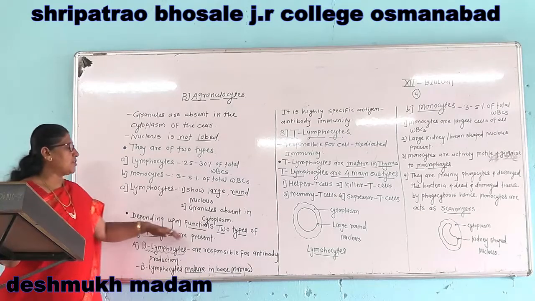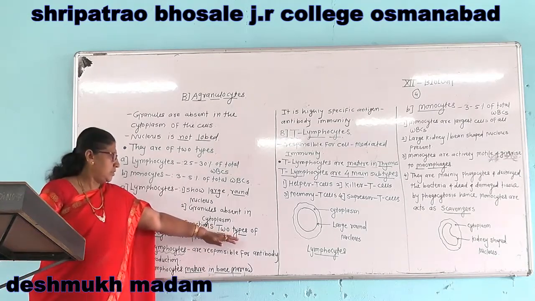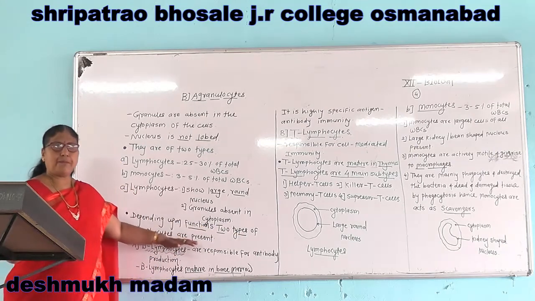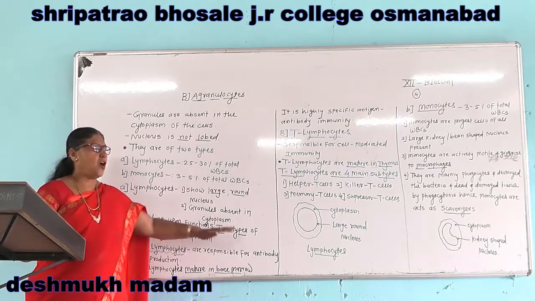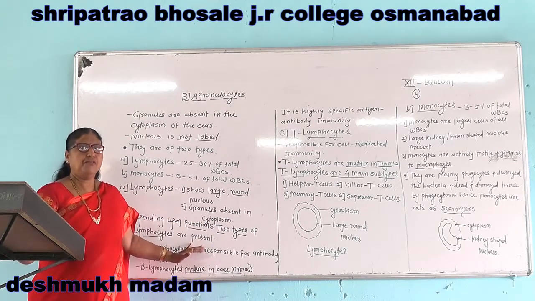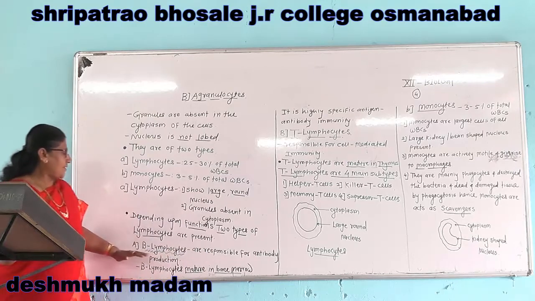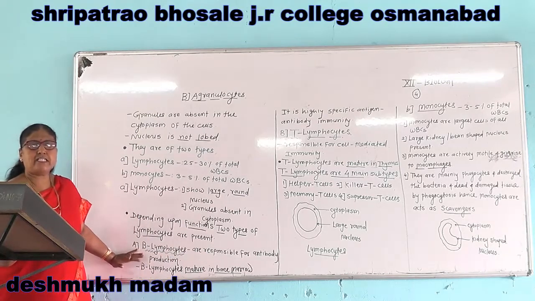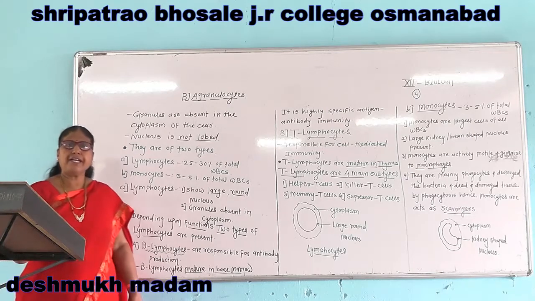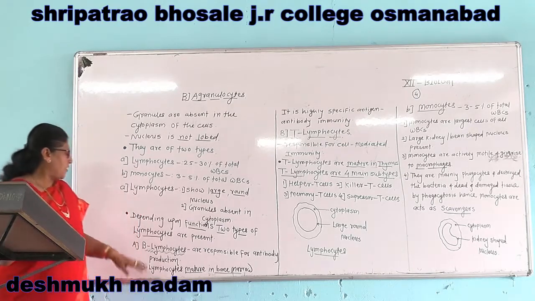Depending upon their functions, two types of lymphocytes are present. The first lymphocyte cell is the B lymphocyte and the second cell is the T lymphocyte.